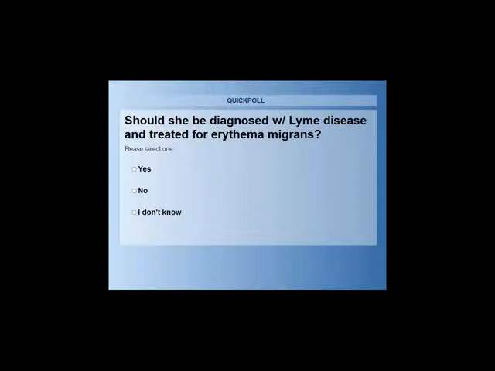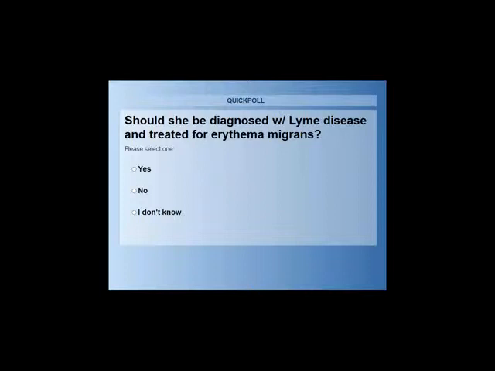Consensus answer: no. She should not be diagnosed with Lyme disease and treated for EM. Let's talk about why. The lesion she's describing is most likely a tick bite hypersensitivity reaction. The lesion has occurred too quickly. Remember, erythema migrans has a significant incubation time, usually about a week, and this lesion is also less than the 5 centimeters required to make the EM diagnosis with confidence.